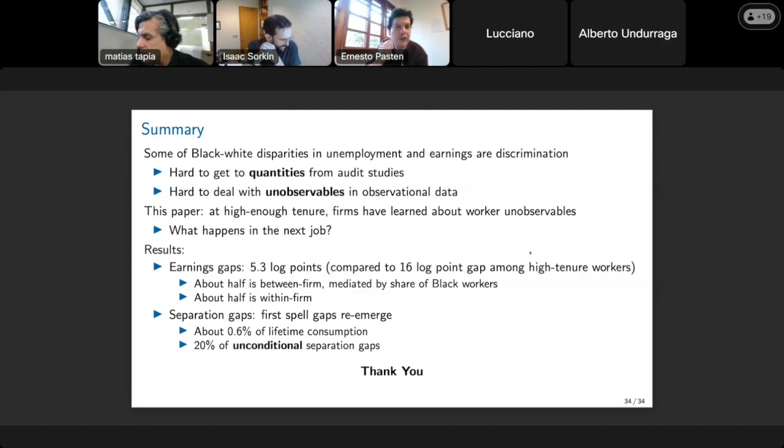I think the leading alternative is playing games with observational data and generating increasingly rich sets of controls. It's a little hard to do that in this data set, but if you take census data and control for education, industry, and other things, you can get down to about a 10 log point earnings gap.